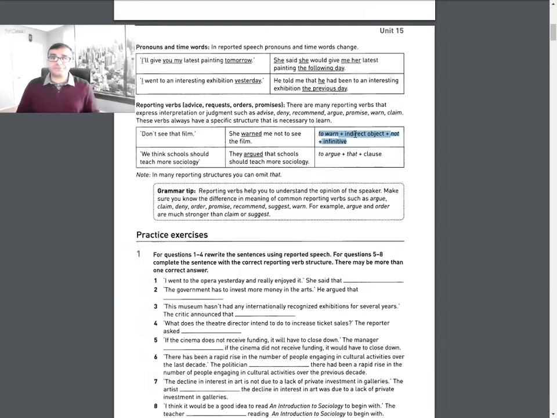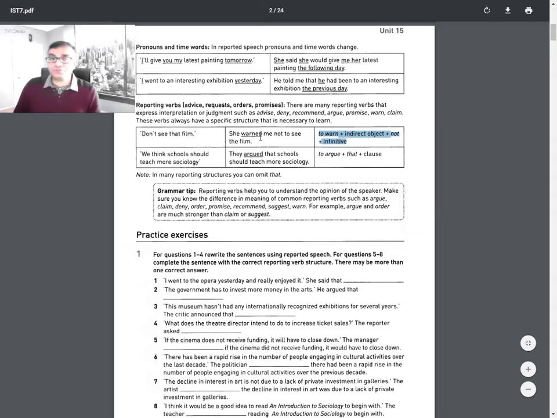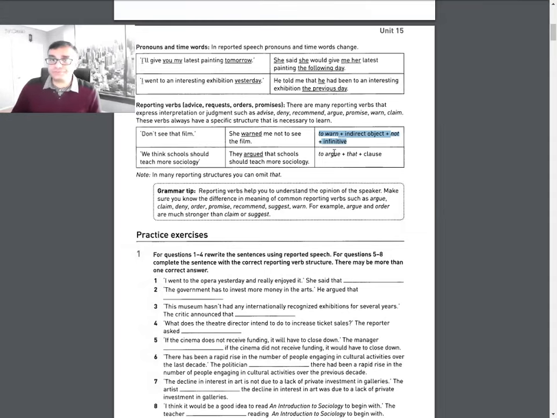So remember this, please. Like again, we think schools should teach more sociology. Now look, we are using a reporting verb, so we cannot say they said that. It's a bit weak here. But we're going to say, they argued that schools should teach more sociology. Now look, here it is a bit different. How to know? Because we are using "more" here. Since we use "more", not as an order form, remember, we are emphasizing something here, so the structure we're going to use is the that-clause. So to argue that, and the clause.